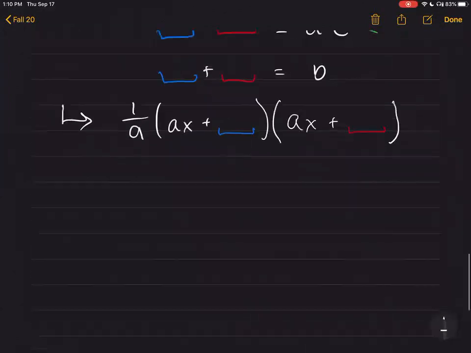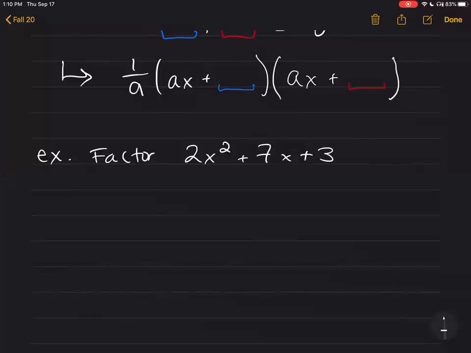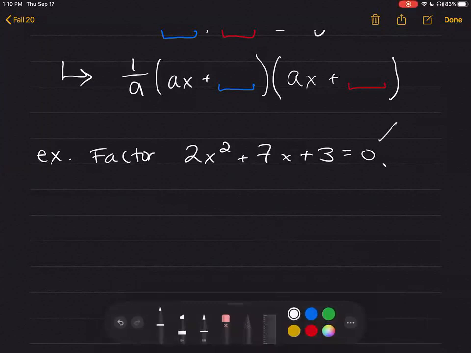Okay, so let's see an example of this in action. So let's factor 2x squared plus 7x plus 3 equals 0. So, by the way, if this doesn't equal 0, because it needs to equal 0 for the AC method to work, what you can do is add or subtract the number here to both sides so that this becomes 0, okay? So it has to equal 0 for this method to work.